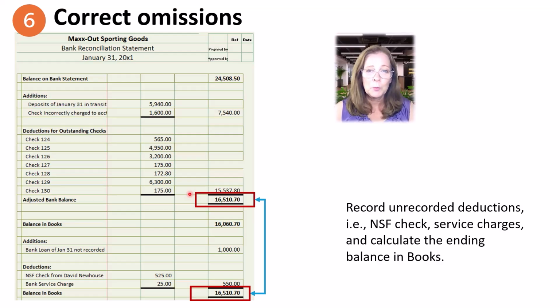One final and very important reminder: completing the bank reconciliation alone is not enough. Any items used to adjust the book balance must also be recorded in the company's general ledger. In our example, that includes the $1,000 loan deposit, the $525 NSF check, and the $25 bank service charge. Recording these journal entries is the final step in the reconciliation process and ensures that the company's accounting records are accurate and up to date.